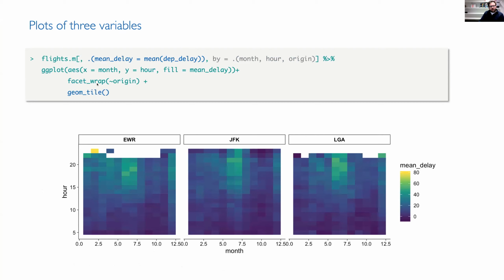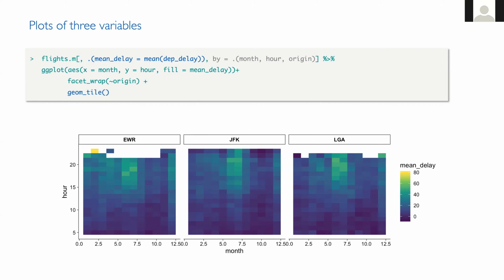I use wrap and not grid because if I have not 3, but like 50 different groups, I don't want them all on the same line because I wouldn't be able to see them on the screen. Wrap means once the screen is full, go to the next line. It's not a complicated thing here. It's just one plot for each origin.